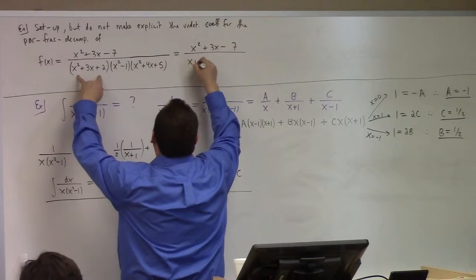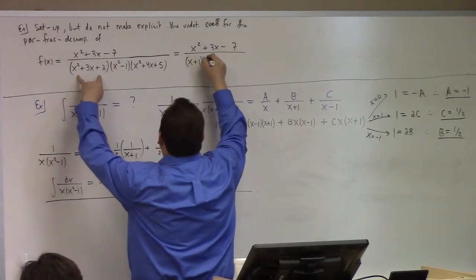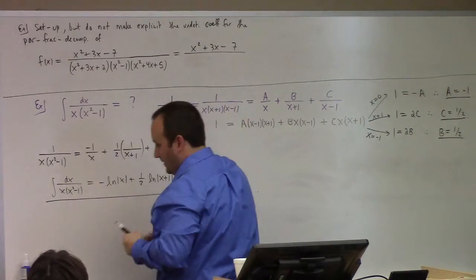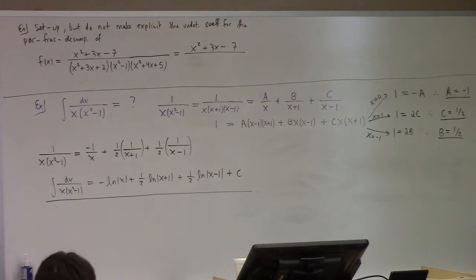I got what? I've got x plus 1. I'm going to save some writing here if you don't mind. You're like, yay, less writing. Where's my... I thought I had a red marker. Where'd it go? Oh, duh.